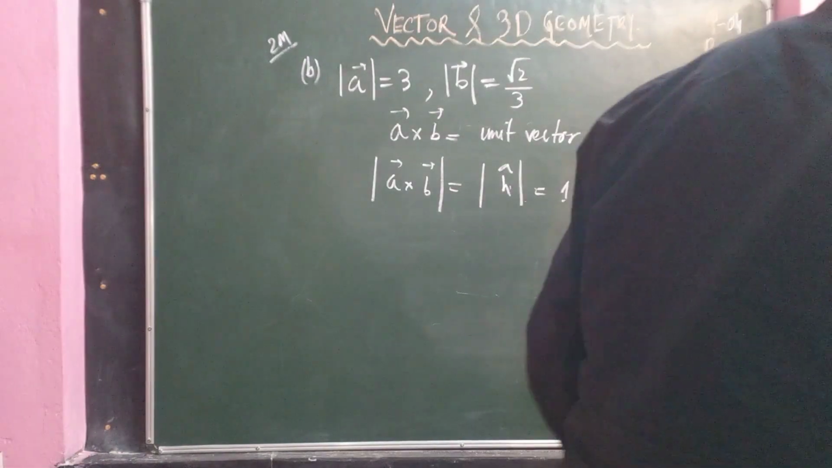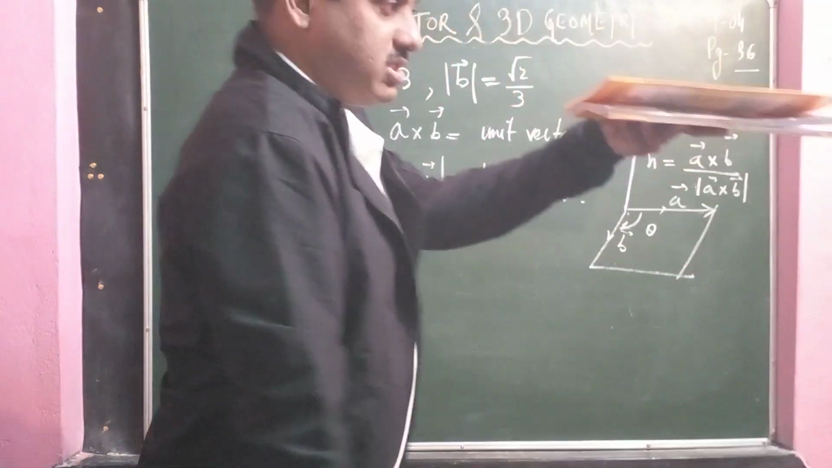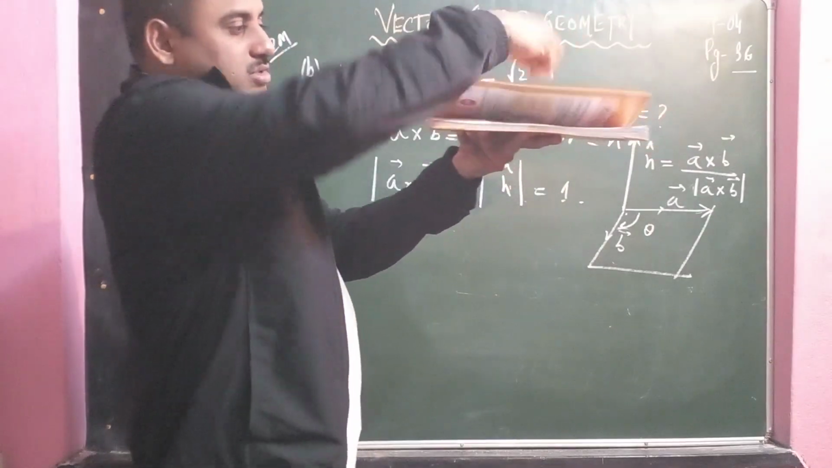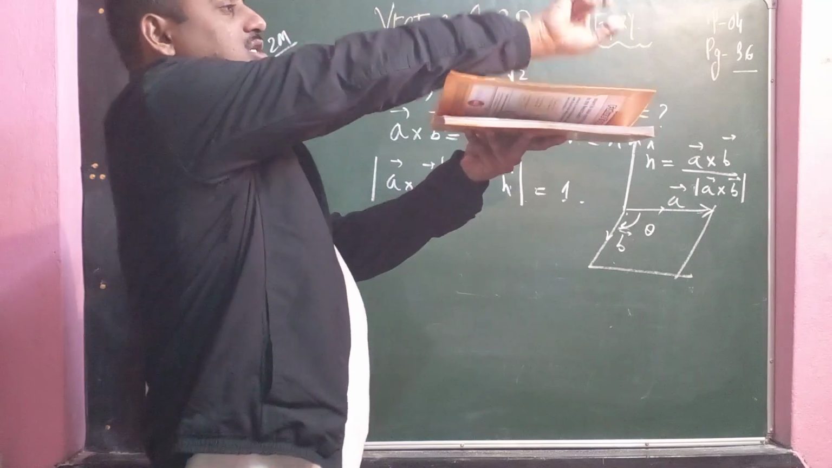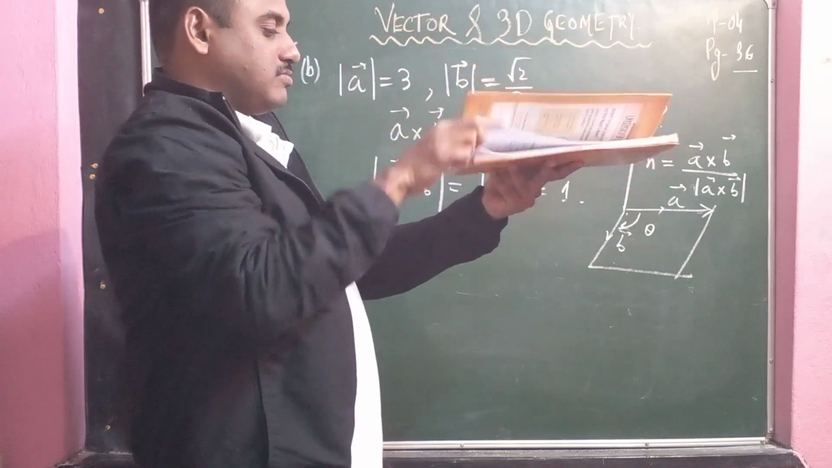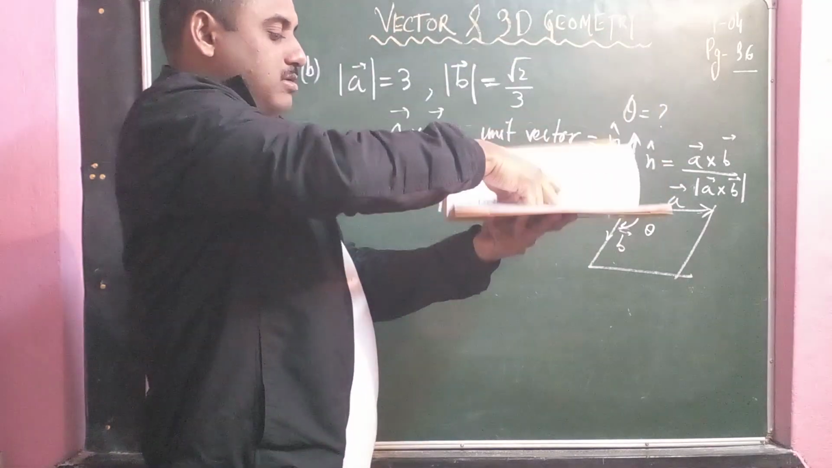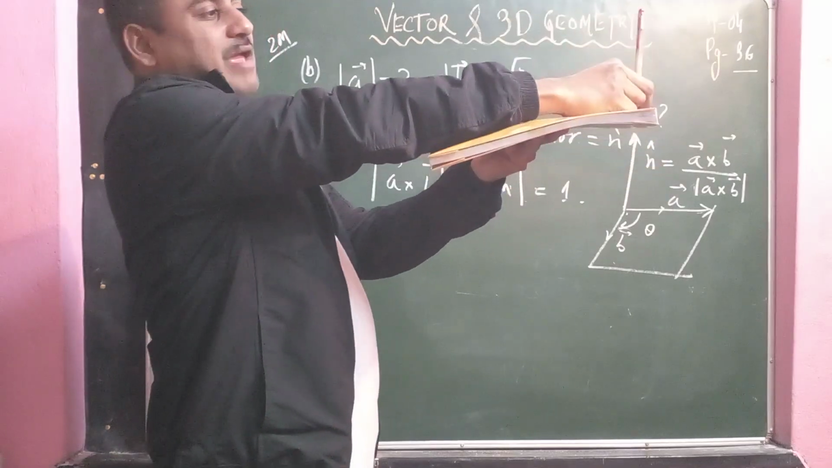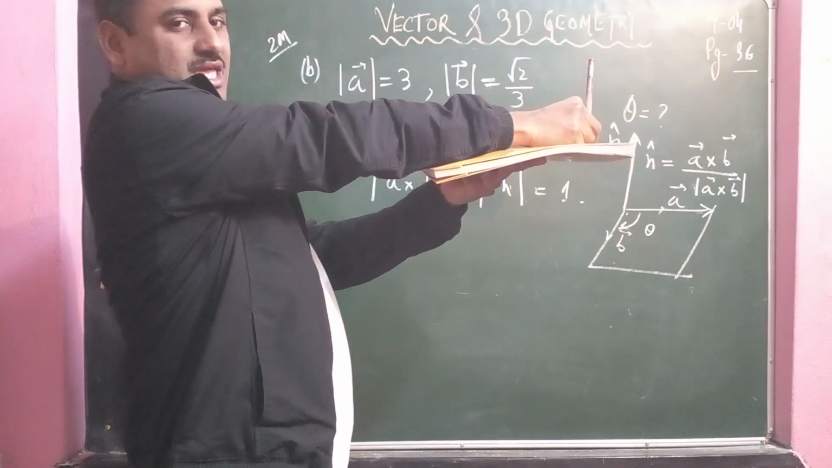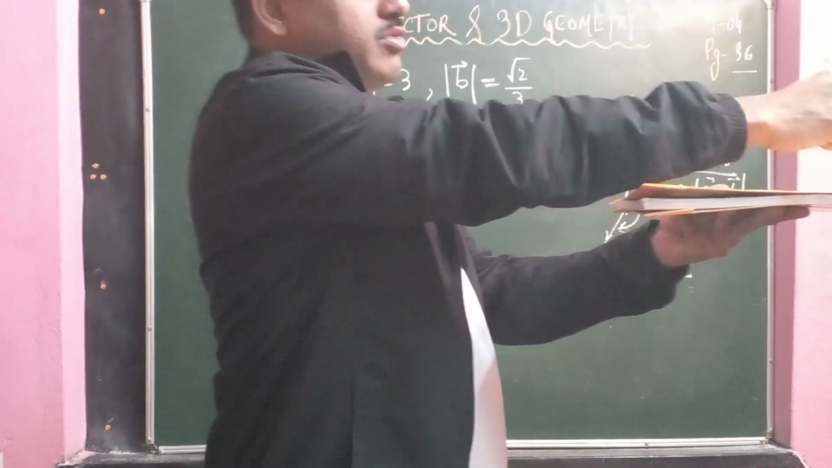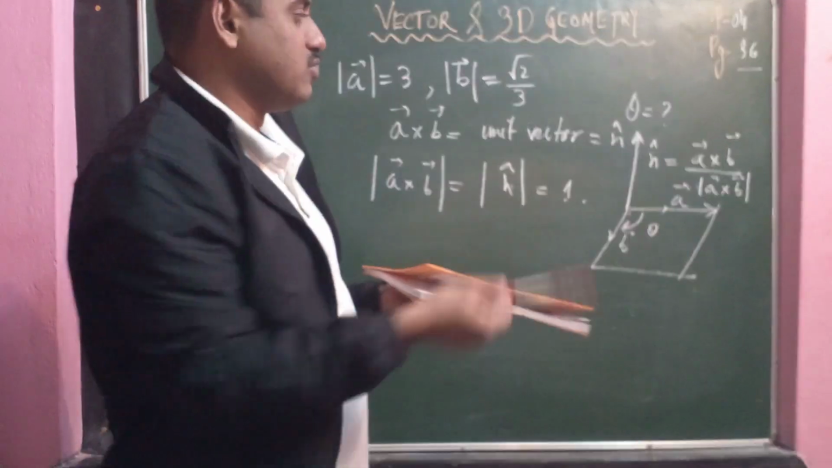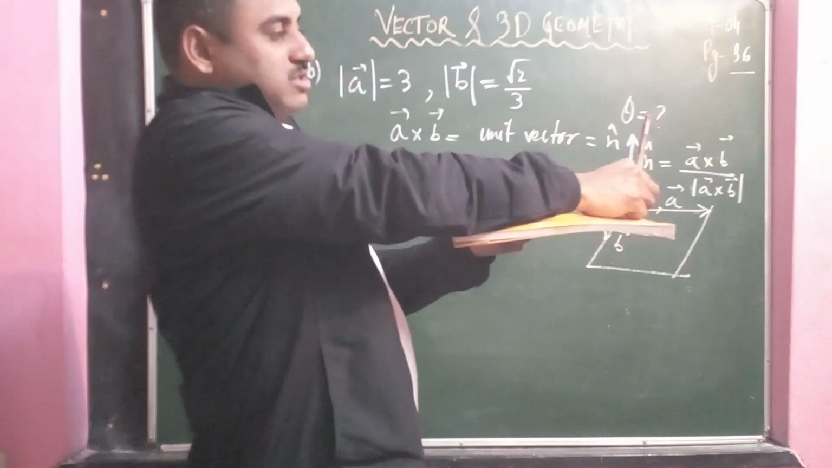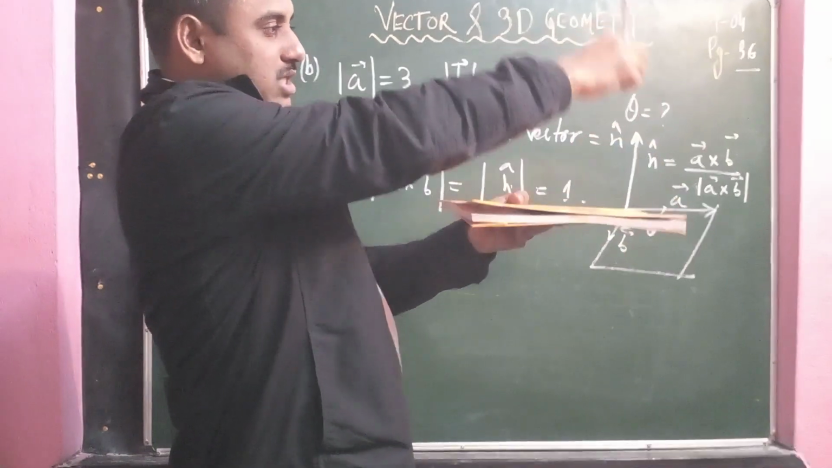Suppose, assume that A vector is along this direction, B vector is along this direction. So A cross B will be perpendicular to the plane, like this. This will be the A cross B. So if you want to calculate a unit vector, suppose they ask you to calculate a unit vector which is perpendicular to both the vectors, so that is A cross B by mod of A cross B.